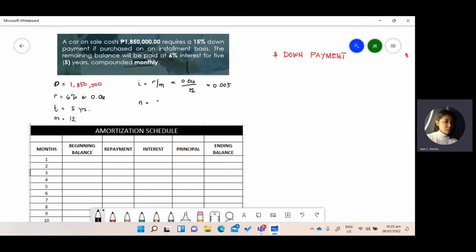And then yung N natin is MT. Yung N natin, that is the number of compounding periods. So, number of compounding periods sa loob ng ilang taon to? 5 years. So, MT, ang M natin is 12. Ang T natin is 5. So, 12 multiplied by 5, the answer is 60. Okay, so ito yung mga gagamitin natin to solve for the down payment, the beginning balance, the repayments, and for the amortization.